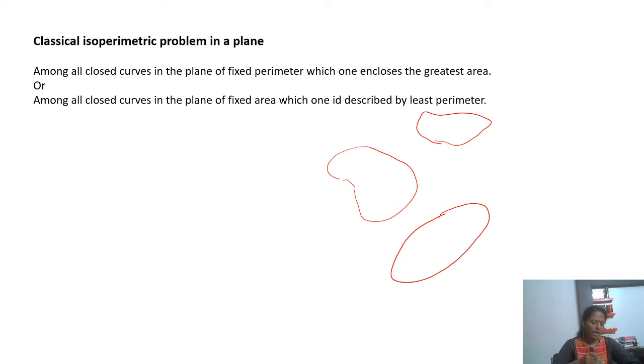In another way, you can say that among all closed curves in the plane of fixed area, now you fix the area, you have to find the curve of least perimeter. So if you write in the first way, you have to say the greatest area. If you write in the second way, you will write the least perimeter.